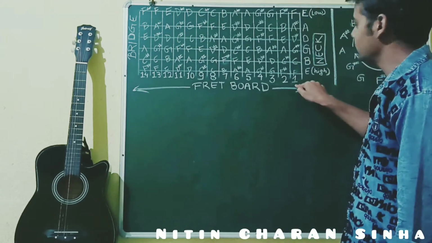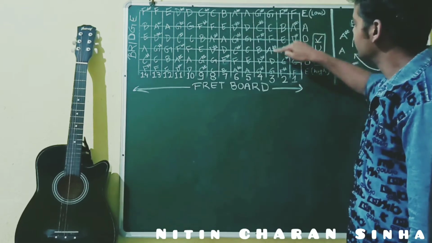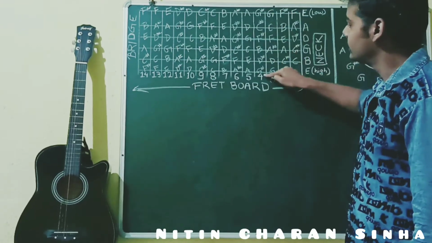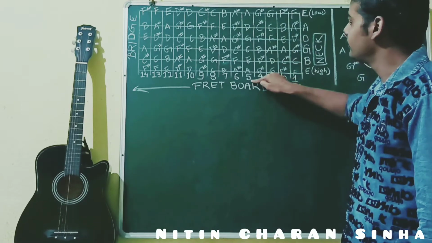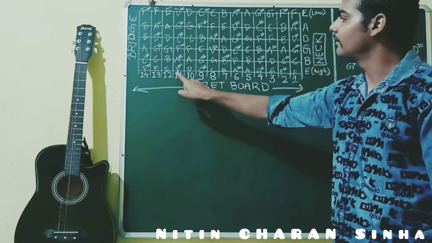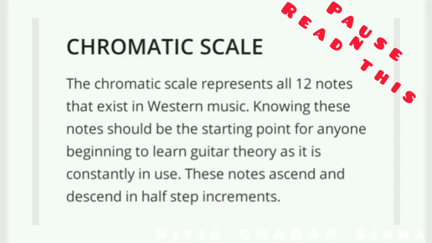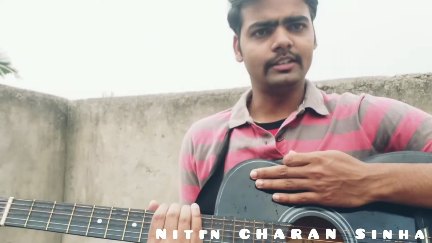Okay, this is the first fret, this is the second fret, this is the third fret, this is the fourth fret, this is the fifth fret, this is the sixth fret, seventh, eighth, ninth, 10th, 11th, and so on. I'll show you practically on the guitar.